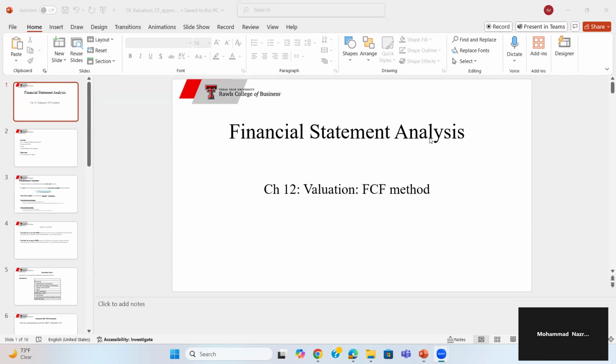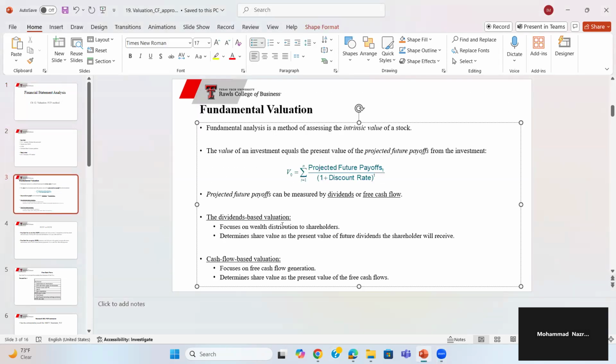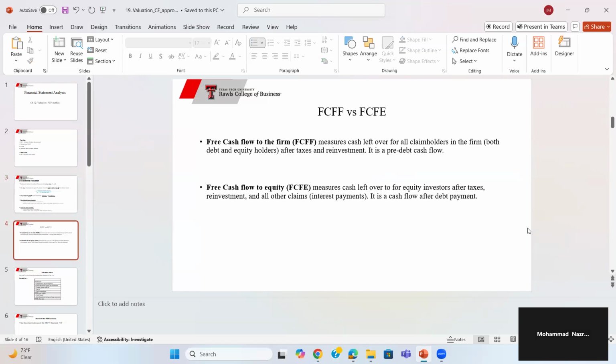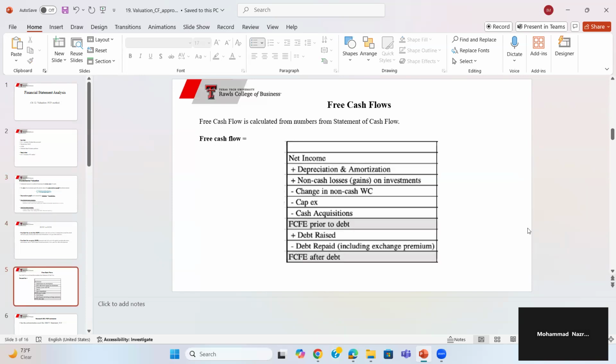So today in this video we are going to see chapter 12, valuation using the free cash flow approach. For fundamental valuation, to calculate the value we have to discount the projected future payoff. And if there is a growth rate, we will also incorporate the growth rate with the discount. We will see that when we solve the practice questions.